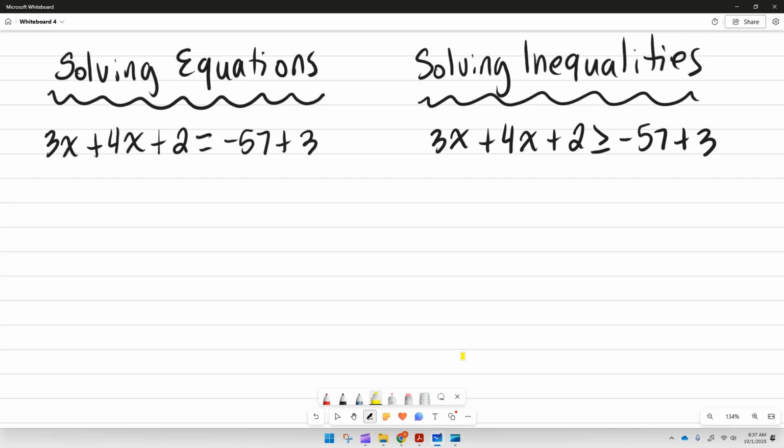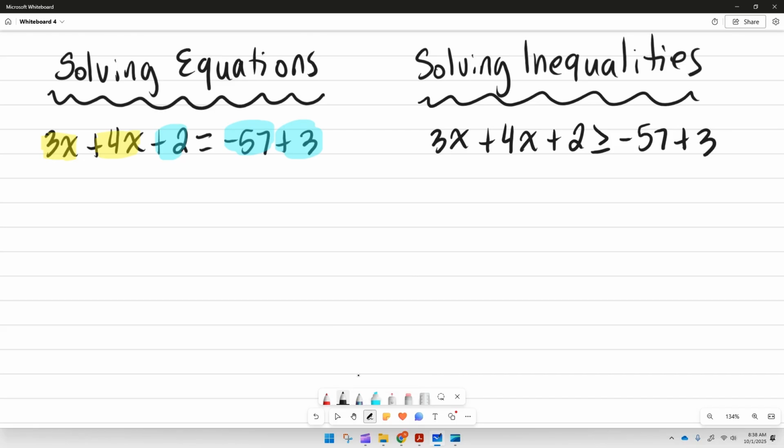I'm going to do some highlighting here, and I'm going to use some yellow and blue. I'm going to highlight all of my terms with variables in yellow, and then I'm going to highlight all of my terms that have constants in blue. The reason I'm doing this is it's going to help me organize my thoughts and organize the numbers, or the terms, that need to go together.